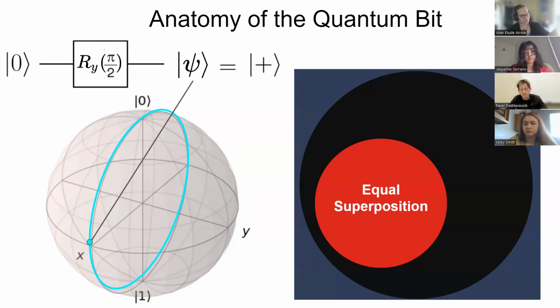So the equal superposition line is very important, very helpful. And that Hadamard gate we talked about before, the H gate, that's the gate you'll be using in warm-up challenge 1.